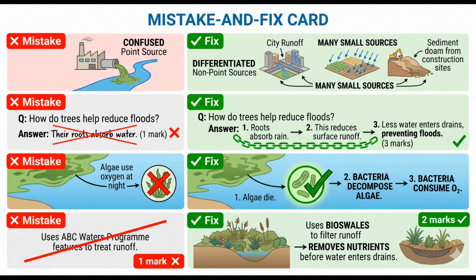Mistake 4, naming a management strategy without explaining the mechanism in WAQ3 or the evaluate question. Singapore uses the ABC Waters program, earns mark 1. The 2nd mark requires bioswales slow and filter runoff, removing nutrients and sediment before they reach reservoirs. Always add how it works.